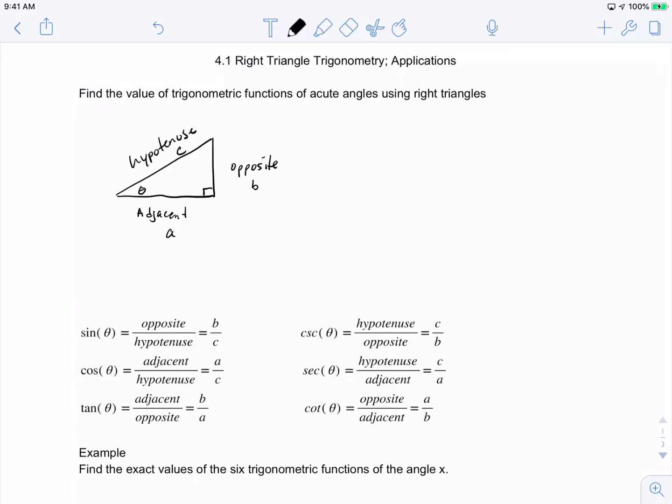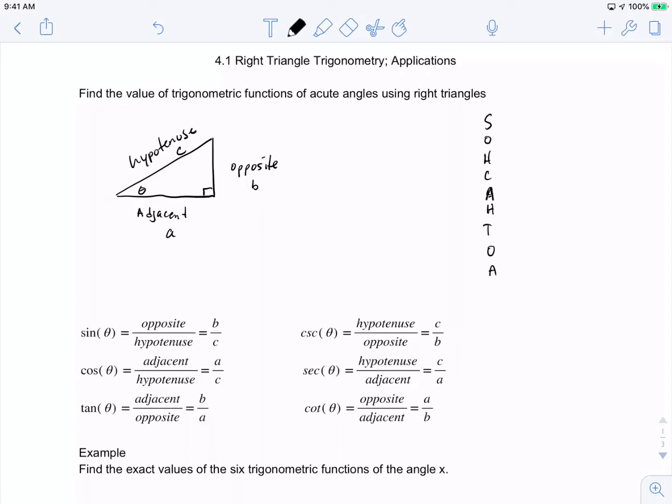One thing that you may have seen in the past is SOHCAHTOA. This becomes extremely useful if you can remember this acronym. So it's sine is opposite over hypotenuse, cosine is adjacent over hypotenuse, and tangent is opposite over adjacent.